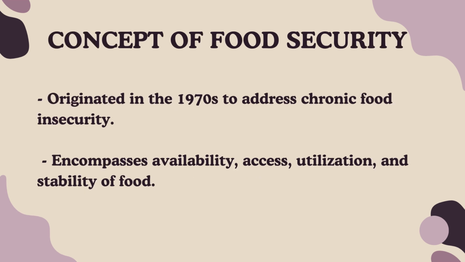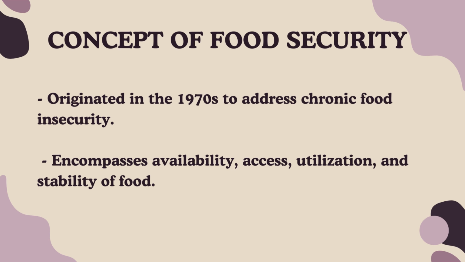Next is the concept of food security. It originated in the 1970s. Food security encompasses availability, access, utilization, and stability. The government programs focus on boosting agricultural production and maintaining price stability, but hunger also includes access to food despite availability. The World Bank introduced chronic and transitory hunger in 1986, emphasizing the need for food stability and quality.